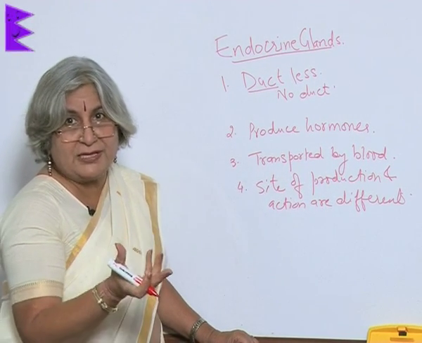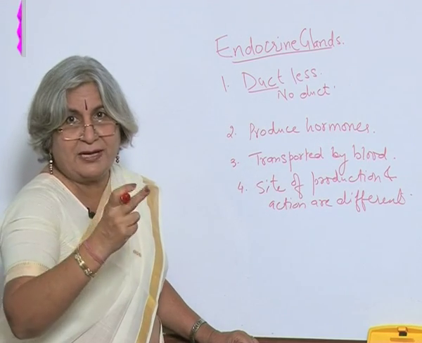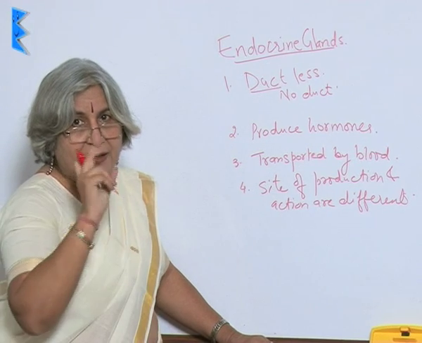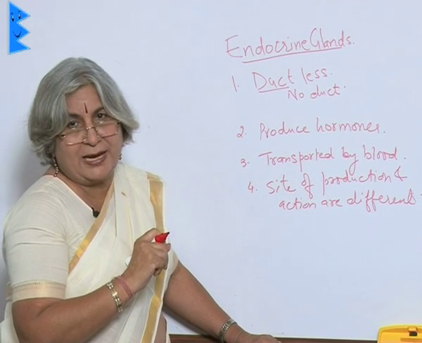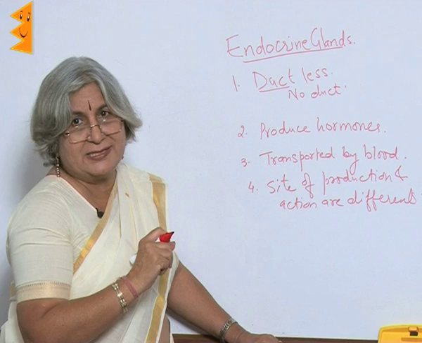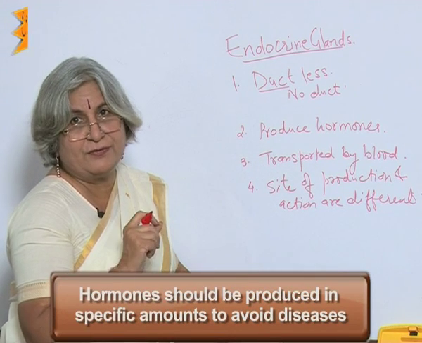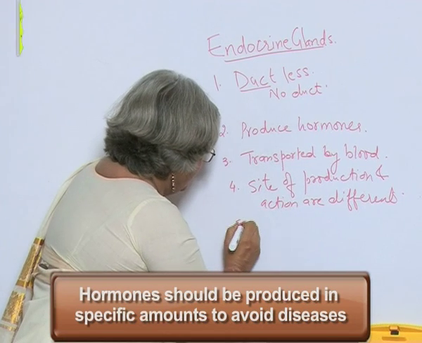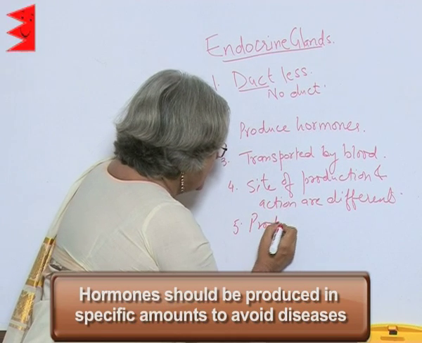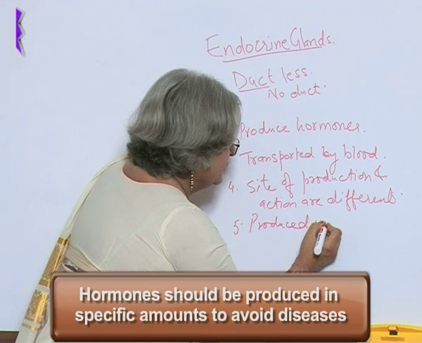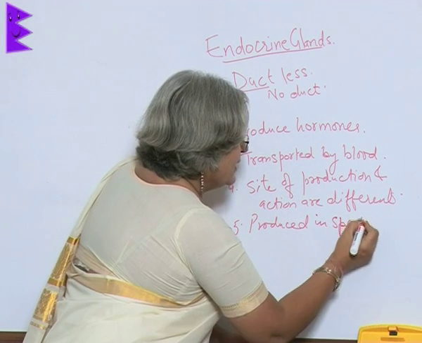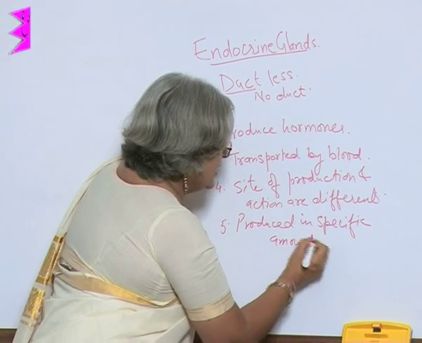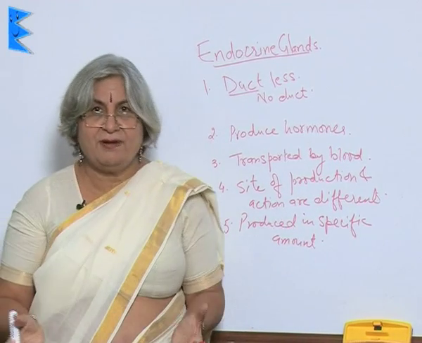So, which medium circulates in the entire body? The blood. So, it is circulated by blood. Another important thing which will explain why there are diseases is that hormones have to be produced in specific amount. That is why the moment there is excess or there is deficiency, there is a problem.